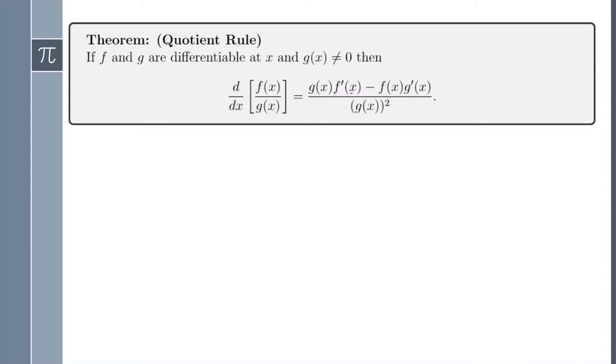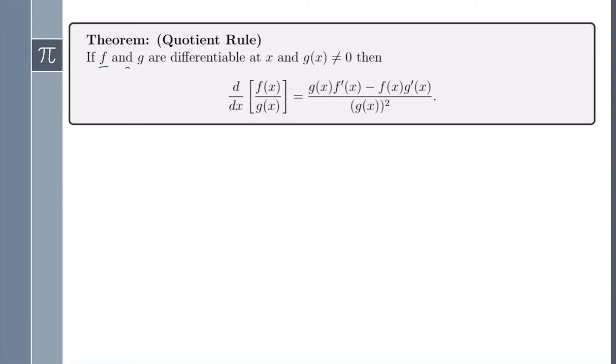Now, if we have the quotient of two functions, or two differentiable functions where we are dividing one function by the other, then this is the derivative. It is the function in the bottom, the denominator, times the derivative of the function in the numerator, minus the function in the numerator times the derivative of the function in the denominator, divided by the function in the denominator squared. Okay, so again, here is the shortcut to remember this easily, this is what I usually do.